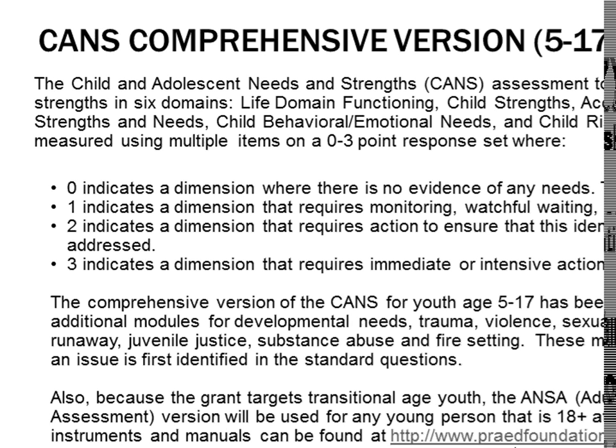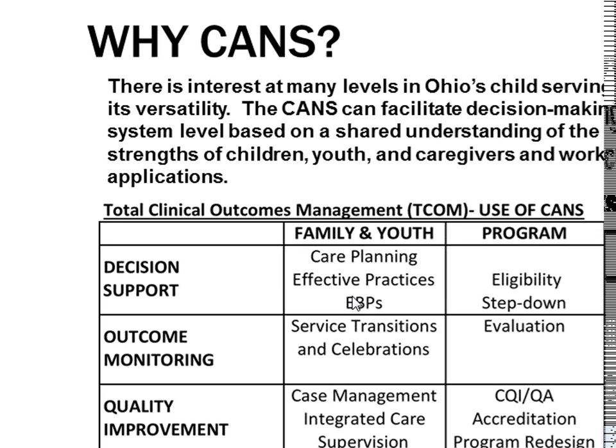If you guys want to go ahead and get ahead of the game and check out the CANS, you can follow this link. And again, the reason why we're looking at CANS is that there is interest in many of Ohio's child-serving systems in implementing this. And it also will really help with our CQI process.